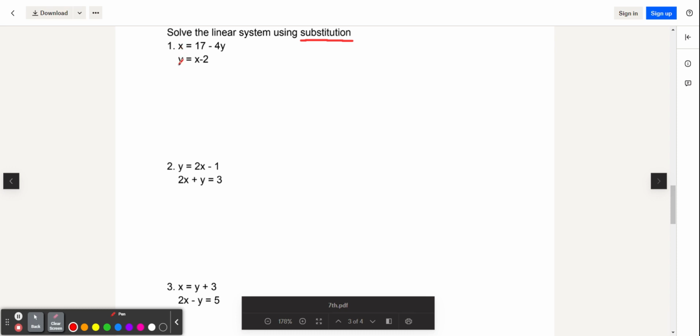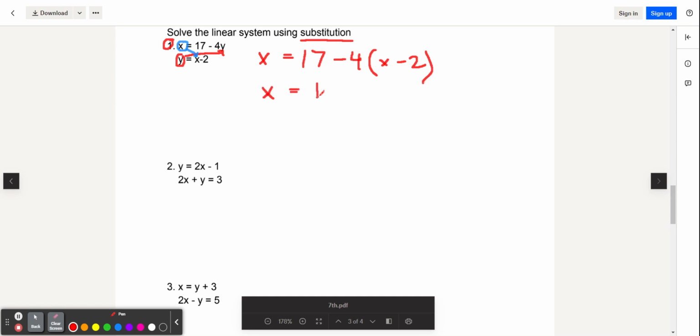Both x and y have been isolated for us, which means we can either plug this y right here as such, or you can do the reverse. You can plug this x into the x. I will show both methods. The first way, x equals 17 minus 4, and in this y's part, rewrite the entire expression here, x minus 2, in parentheses.